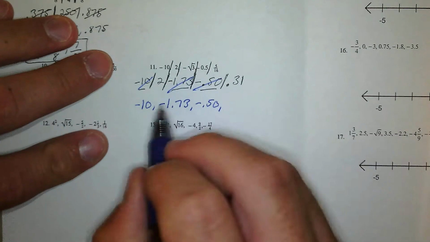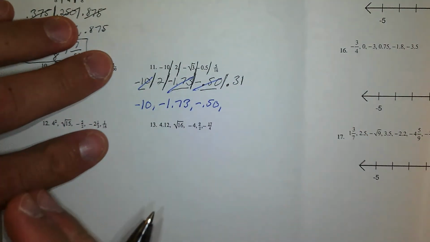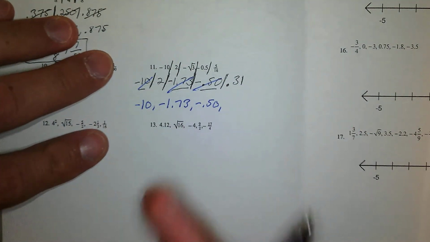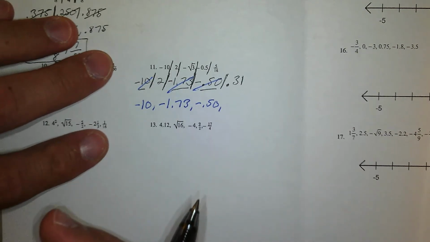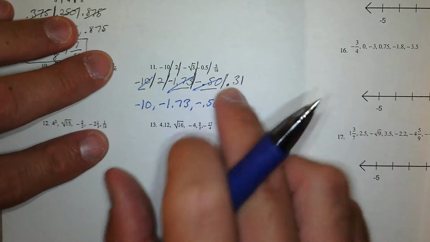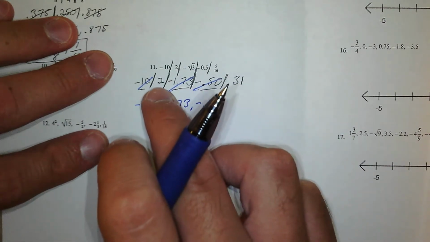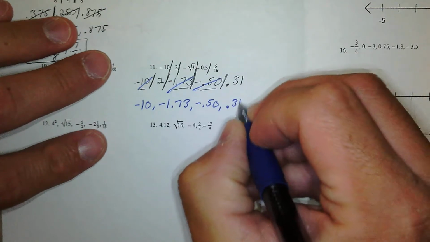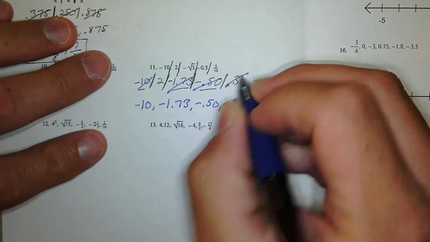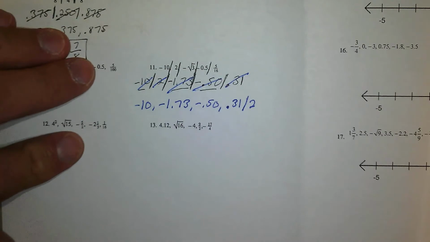Okay, now I have my 2 positives. So we're still going from least to greatest. So this time we're positive numbers, it works the way you think. The closer it is to 0, the smaller it is. Right, so hopefully we recognize 0.31 is going to be definitely smaller than 2. Right, 0.31 would be my next one, and then my last one is 2.